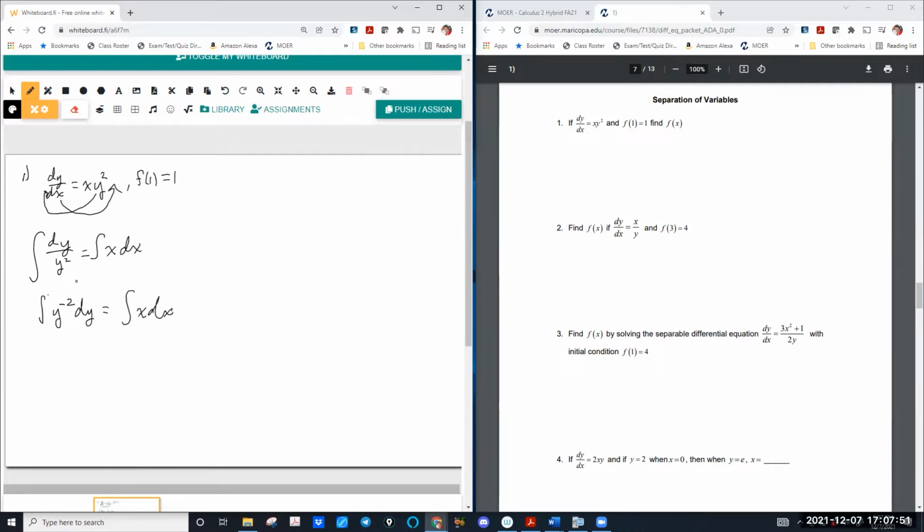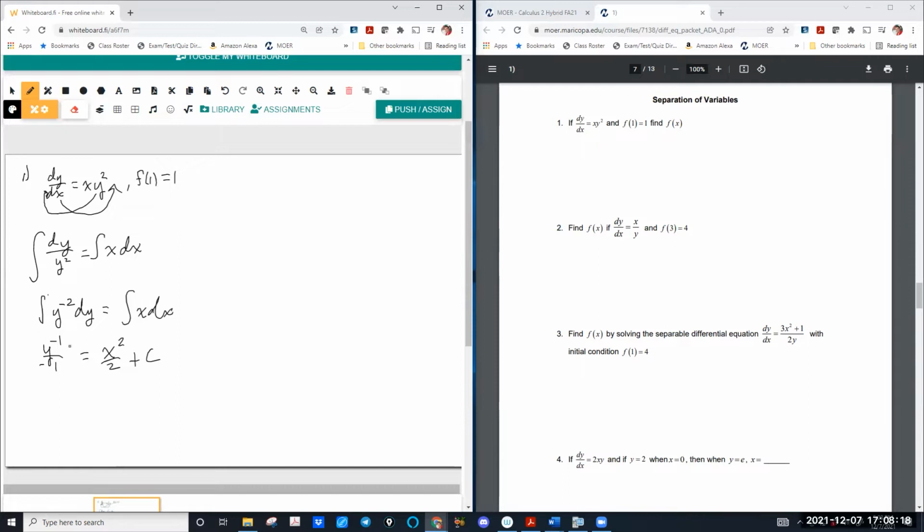And now we take the antiderivative of both sides. We're basically back in Calc 1 mode at this point. So increase the power by 1, divide by the new power. So y to the negative 1 over negative 1 equals, this is an easy one, right? X squared over 2. And we do need a plus c. We don't need to do it like we talked about last time. We don't need to do it on both sides. So we typically just add it to the right side.